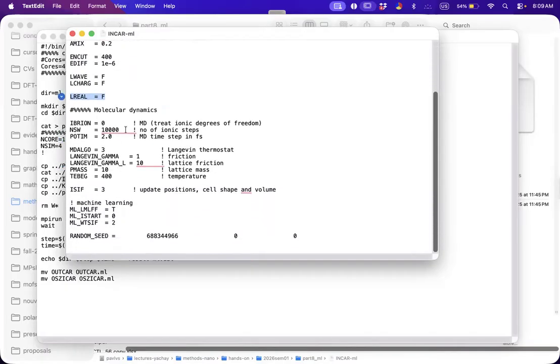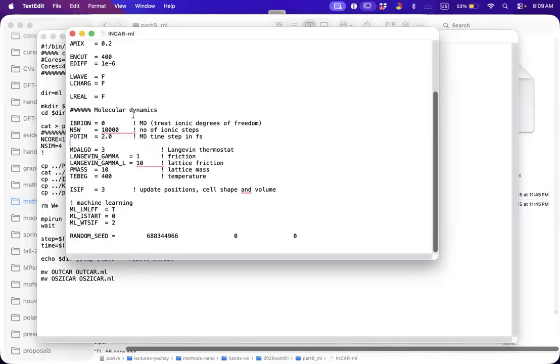And look here, this is the molecular dynamics, right? So when we put IBRION to 0, it means that we are going to do MD. Okay? Look at this. We are going to do 10,000 steps. Remember, this molecular dynamics is going to use a Newtonian-like model, right?